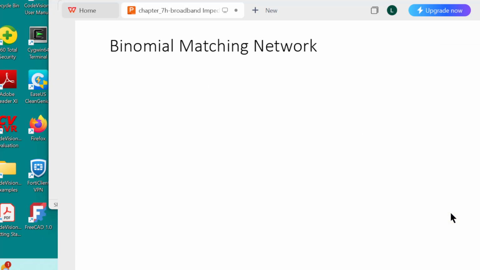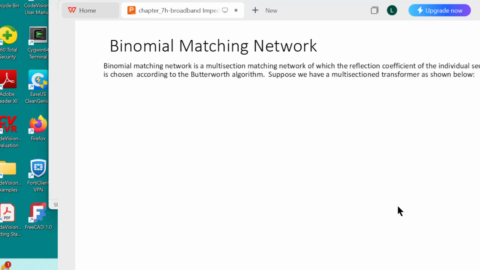Let's move on. Now, clearly, you can add more quarter wave transformers in a way to broaden the bandwidth. And this is the core objective. There are many methodologies by which you can broaden the bandwidth. One of the ways is the binomial matching network. And it is also the methodology that has been used for the Butterworth filter.